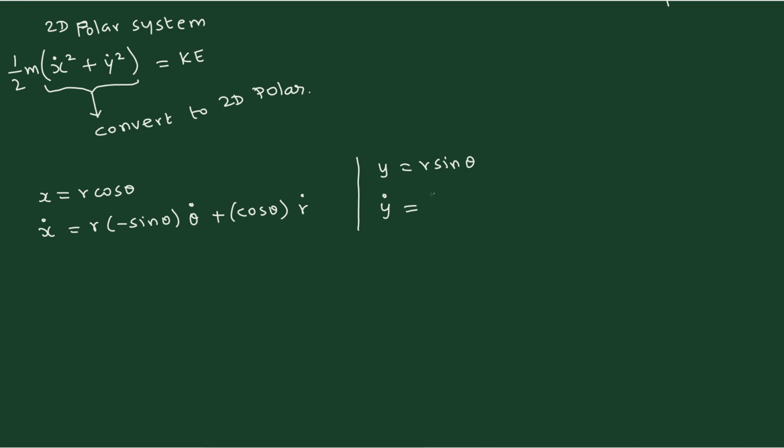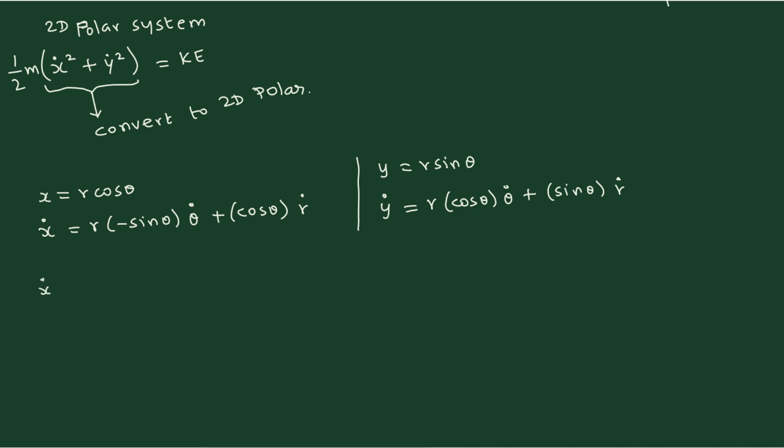So we'll be having the y dot. So we'll take the time derivative. We'll get r into cos theta into theta dot plus sin theta into r dot. So once you have this, we can now square and add them.